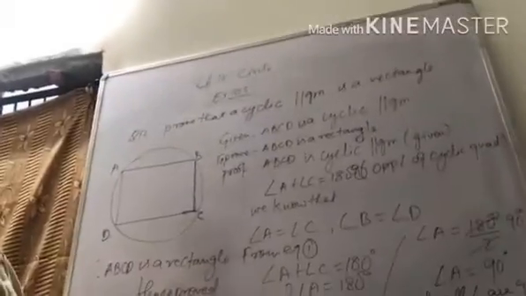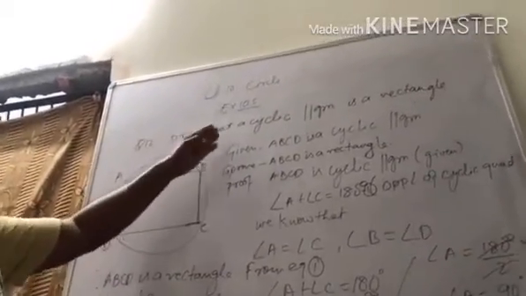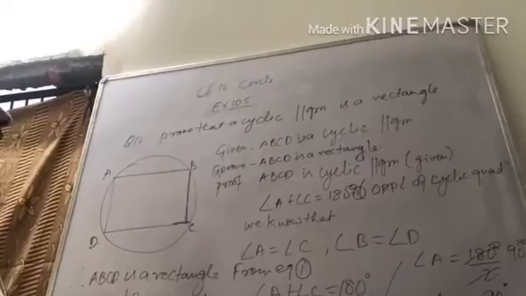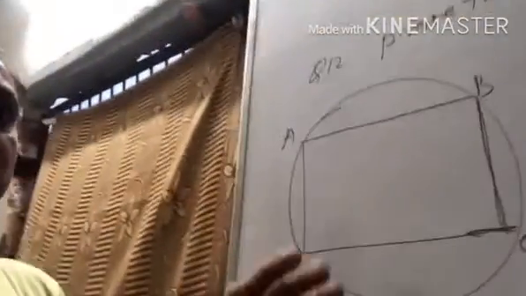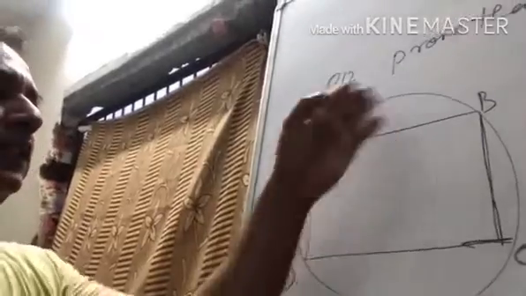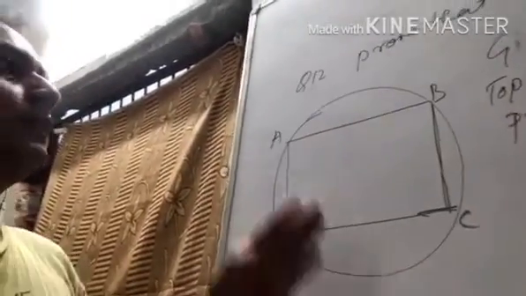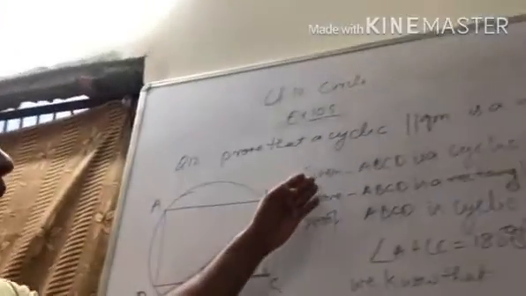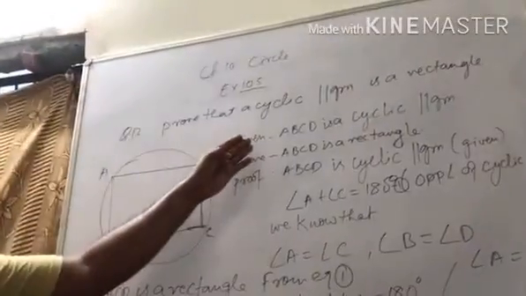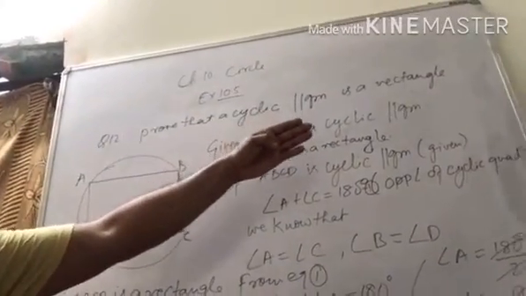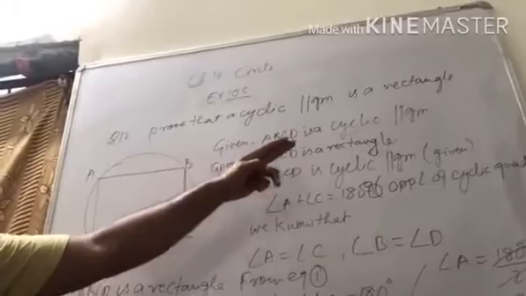Now see question number 12. Prove that a cyclic parallelogram is a rectangle. See, this is the figure. ABCD is a parallelogram which is inscribed in a circle. Clear? Now given is ABCD is a cyclic parallelogram. To prove ABCD is a rectangle.